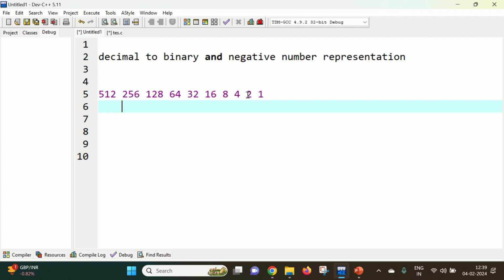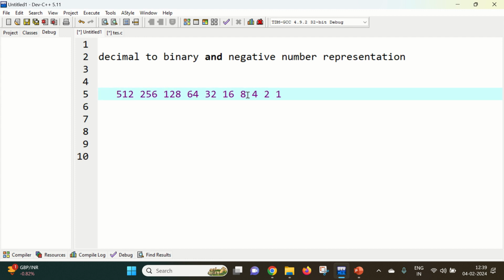With these numbers we have to decide which digit is 0 and which digit is 1. With the help of these, we are going to convert our number from decimal to binary. There are many methods, but this simple, easy method I am explaining here. Suppose we are taking a number, for simplicity a simple number, 67. Our question is: convert this number 67 into binary.